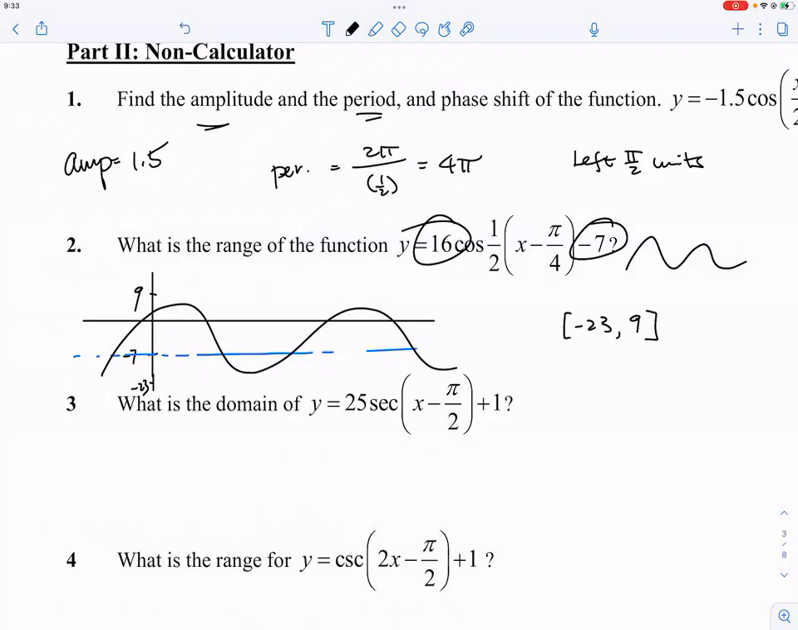Okay, look at the question. Oh, you're asking for the range. It's just a y value. So the period, I mean, it's good to know, but it's not that important in this case. The horizontal shift, oh, it's shifting to the right by pi over 4. It's good to know, but it's not that important for this particular question. Okay, so that's the range for number 2.